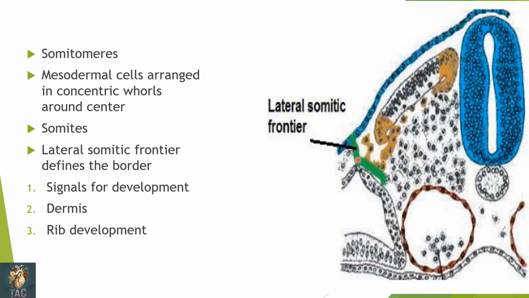Similarly, the area for rib development is also different. The cells which are formed from this dorsomedial edge will form the bony component of the rib, while the cells which are migrating from here will form the cartilaginous component of the rib, which will attach the rib to the sternum. So this lateral somatic frontier is very important and it defines the borders.